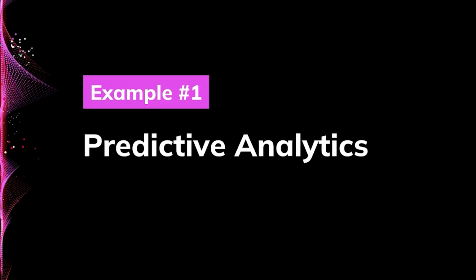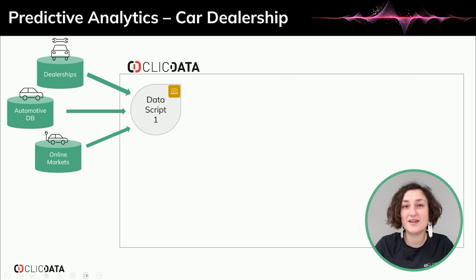Now let's see some examples and use cases. Our first example is predictive analytics. Let's follow Minjun, a data scientist who helps a car dealership predict sales. He gathers data from various online markets and automotive databases. Using a data script, he cleans and organizes this data into tables.